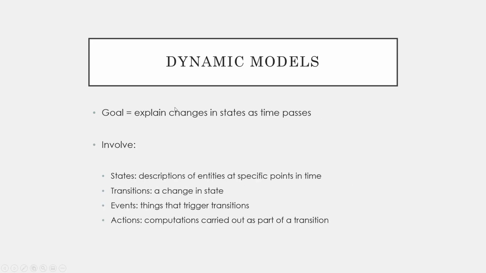On the other side of that is a dynamic model. The goal of a dynamic model is to explain changes in state as time passes, which involves a couple of things here, right? So what is a state? A state is just a description of my entities at a specific point in time. When I say transition, that is a change in state. An event is something that triggers a transition or a change in state. And then an action is some kind of computation that is carried out as part of this transition. So dynamic models involve all of these things here.